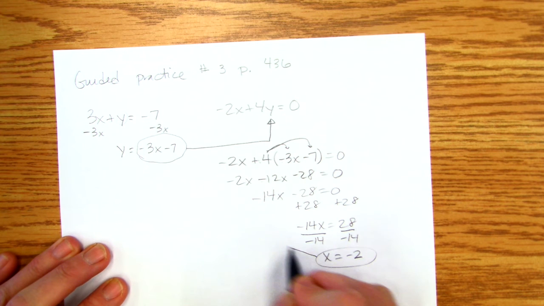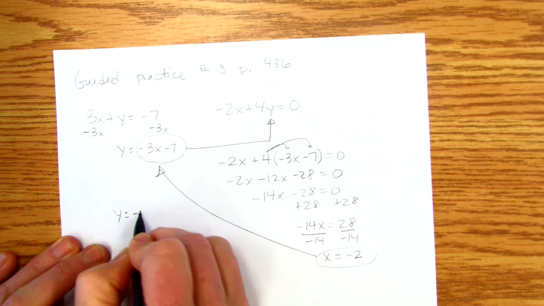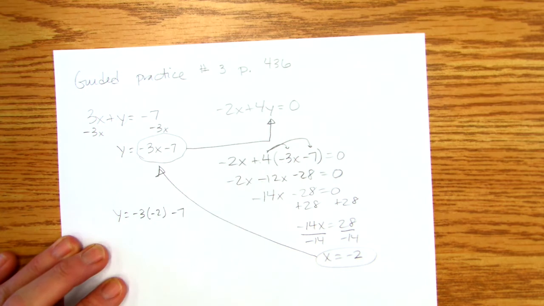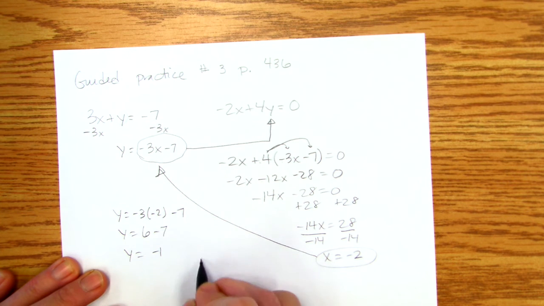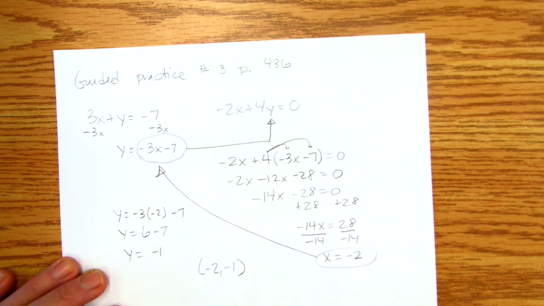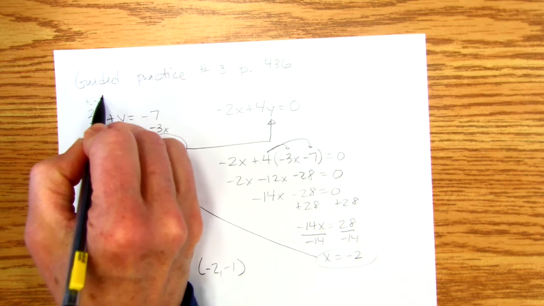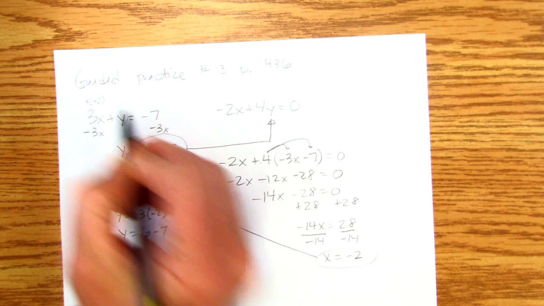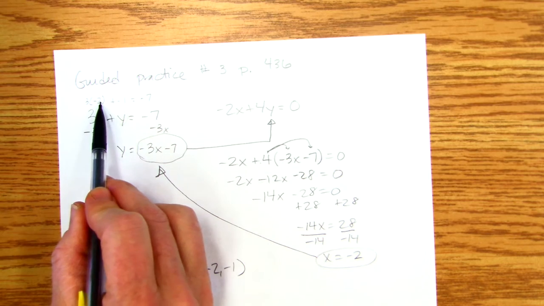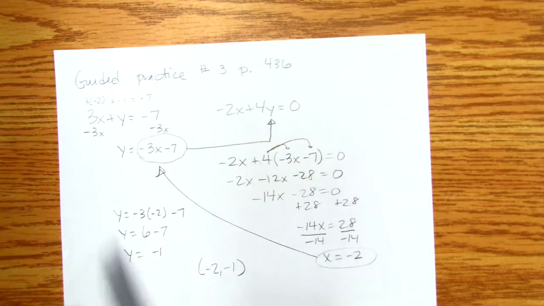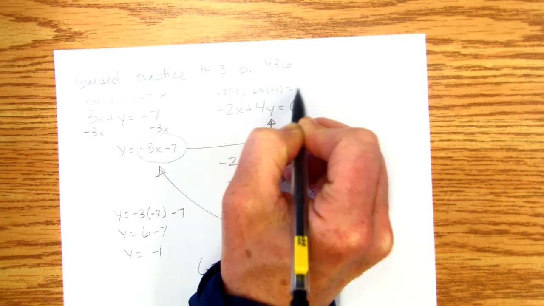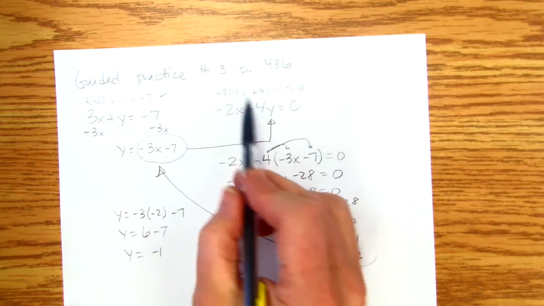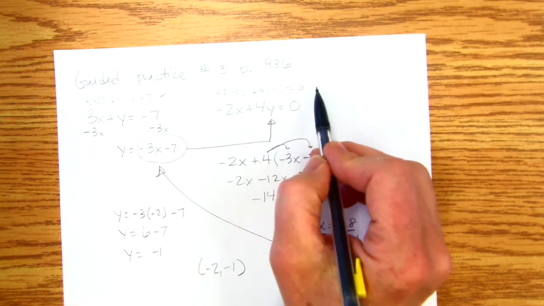So again, now that I know x is -2, I can come over here and plug it in to my expression for y. +6 minus 7, y equals -1. So this should be my solution. And again, I can come up and check. 3 times -2 plus -1 equals -7. Check. -6 minus 1 equals -7. And then -2 times -2 plus 4 times -1 equals 0. Sure enough, +4 minus 4 equals 0.